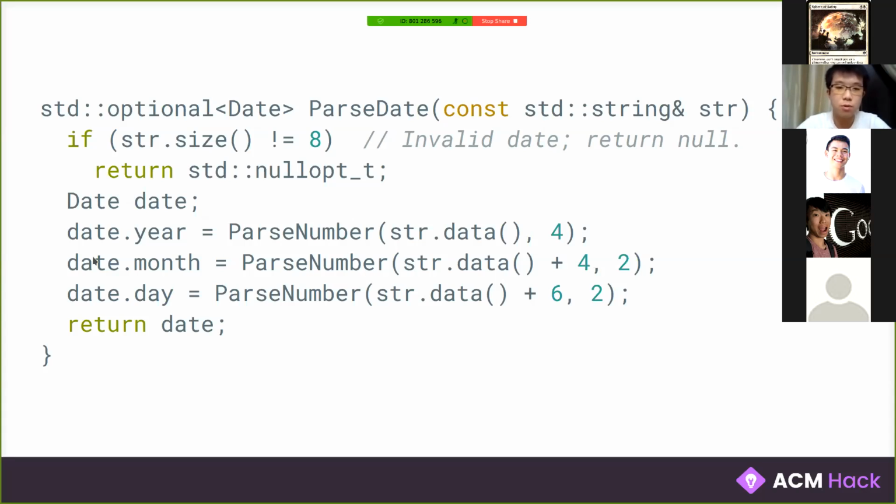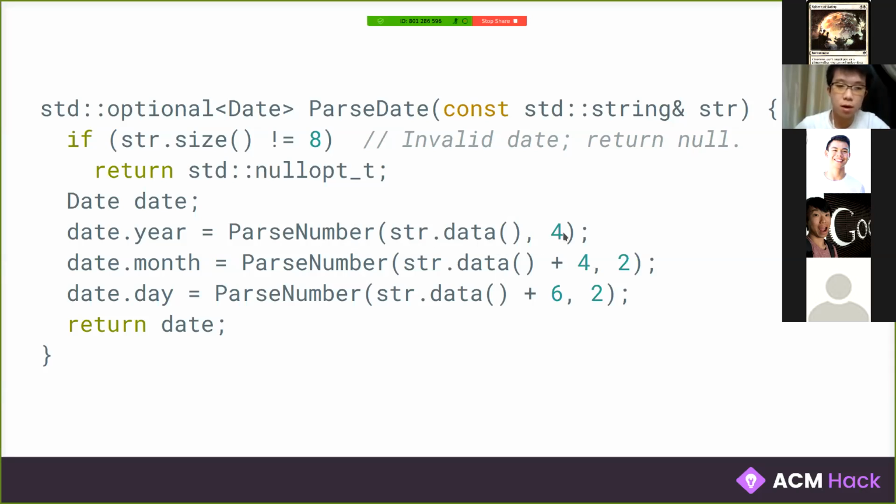And then we're going to populate the 3 different fields of date, which is the year, month, and day, as we were requested. Let's just assume that we have a function called parse number that can look at some number in a string format and convert it to an integer, which is what we want. So we'll look at the very first part of the string, which is str data. Str data points to the very first character in the string. Here's where the year starts, and the year will take up 4 different characters. So that's basically what this part is saying.